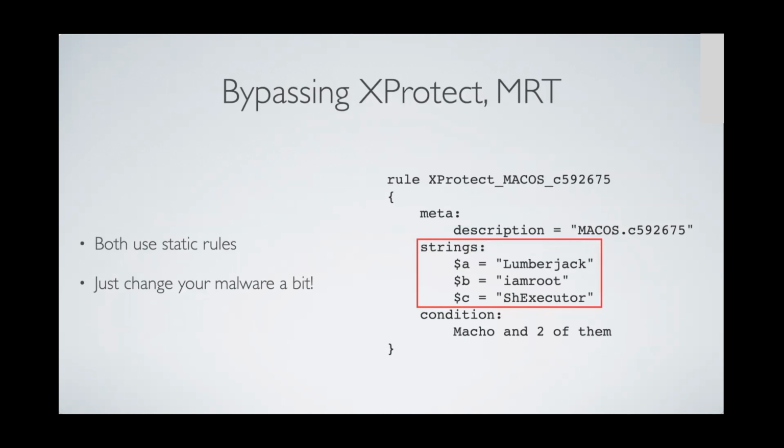Bypassing XProtect and MRT is also fairly easy. Both of these just use static rules. You can see an example of an XProtect rule here. Basically, it says, if a file is a Mac executable and it has 2 of these 3 strings, it's malware. Well, if I'm a bad guy, I can just look at this XProtect rule and say, okay, I need to change those 3 strings in my code. I need to make them say something else, or remove them entirely. Once I've done that, my malware gets right past these tools.